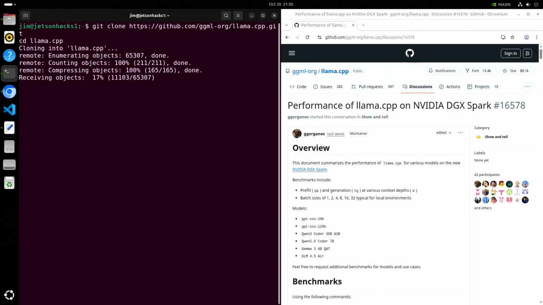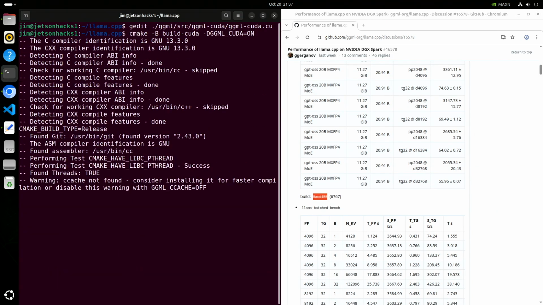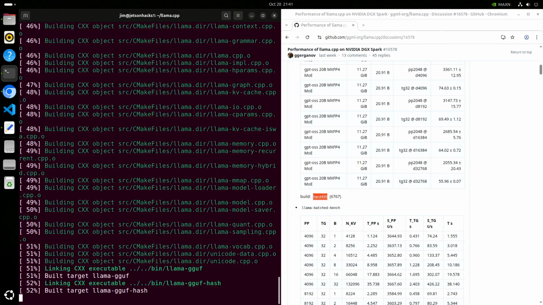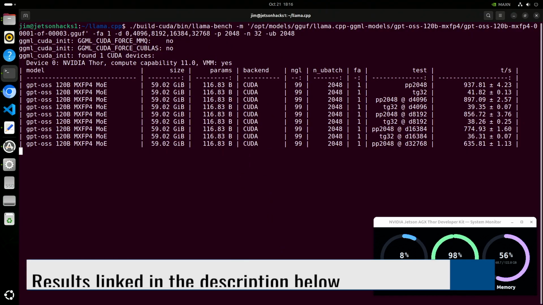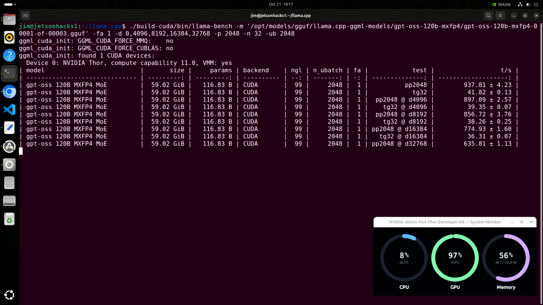When the DGX Spark began shipping, llama.cpp published a new round of benchmarks testing several large language models. I recreated those same tests by compiling llama.cpp from source on the Jetson Thor and running the identical benchmarks. Both systems used the exact same release, the same models, and the same parameters, ensuring a true one-to-one comparison.